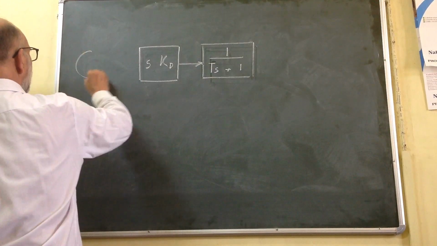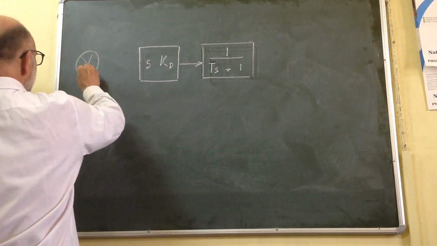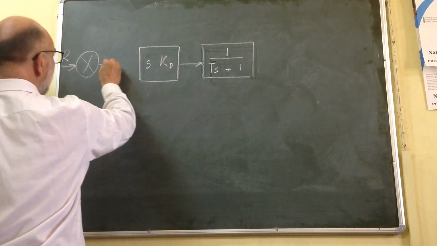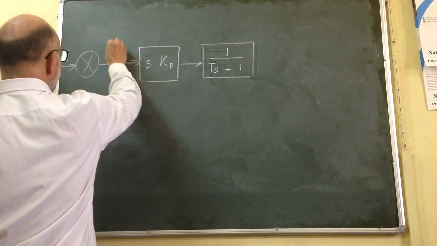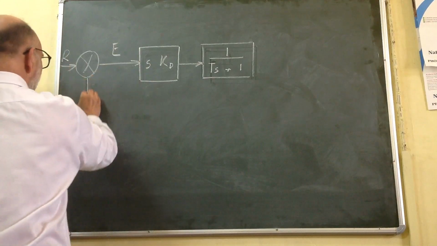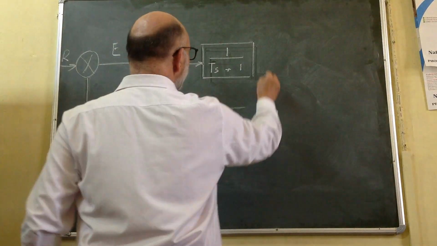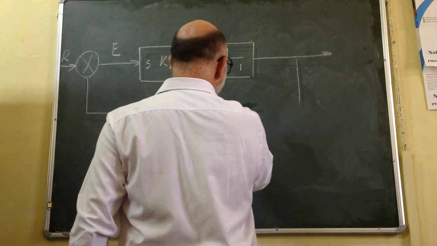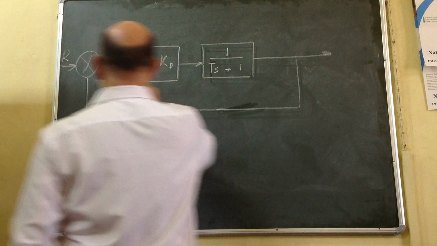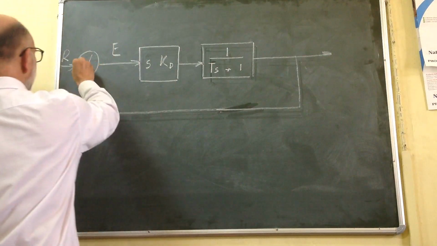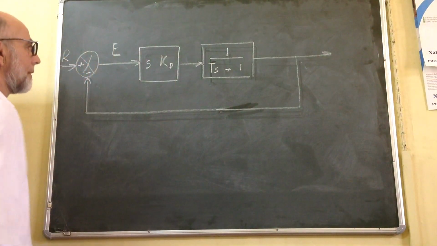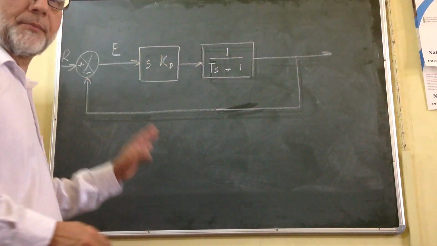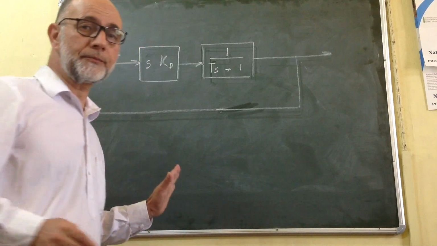So then we have the usual summing block. R is the input. So we have the error signal here. And again, for the sake of simplicity, we're assuming a unity feedback control system. So this is what a closed loop feedback system incorporating a derivative controller looks like.